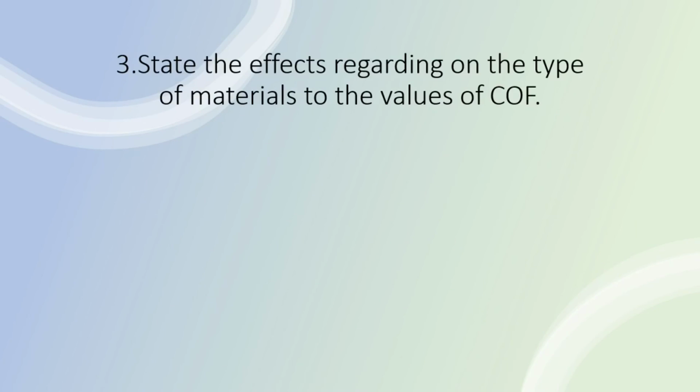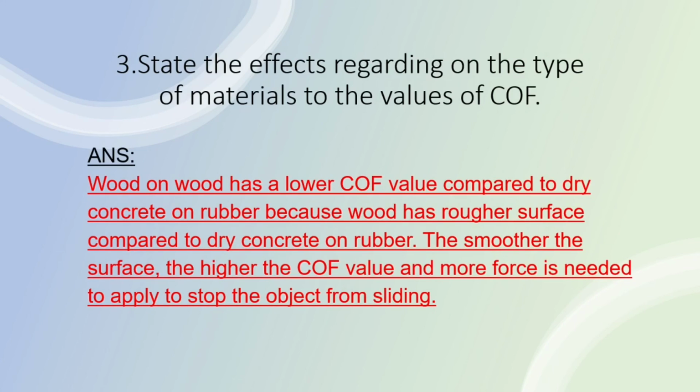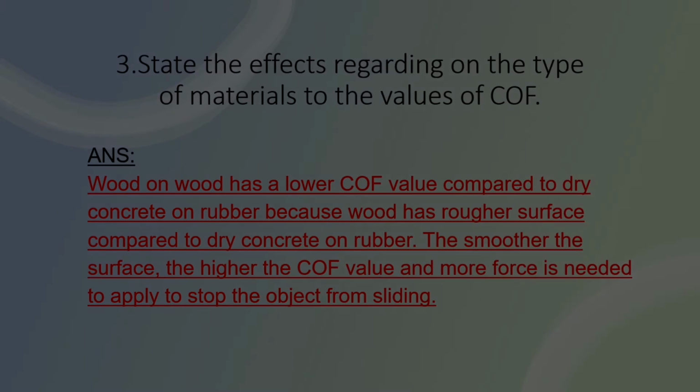For question 3, state the effect of the type of material on the value of COF. So the answer is wood on wood has a lower COF value compared to dry concrete on rubber because wood has a rougher surface compared to dry concrete on rubber. The smoother the surface, the higher the COF value, and more force is needed to stop the object from sliding.